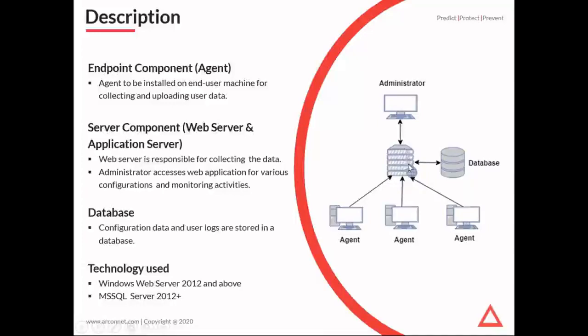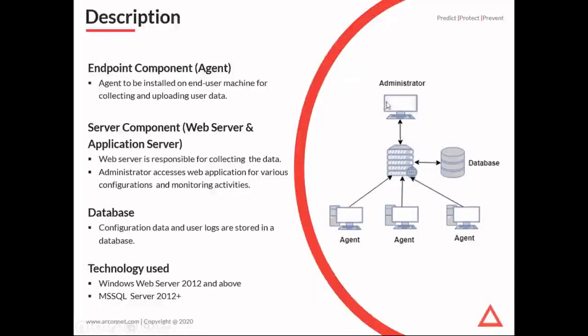This UBA application server is hosted in IIS, which is the hosting service. And since we are using .NET 4.5 as the core to develop this particular product, Internet Information Services, that is IIS, becomes the best web server for hosting our application. Now this application server is continuously communicating to the database server, which we host on the MS SQL platform. MS SQL Server 2012 and above is supported for this application.